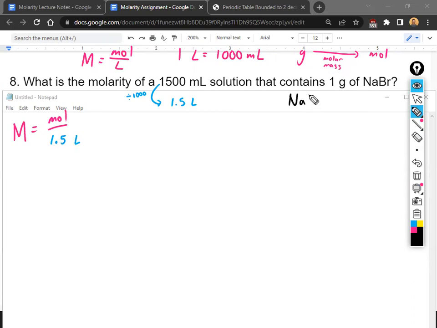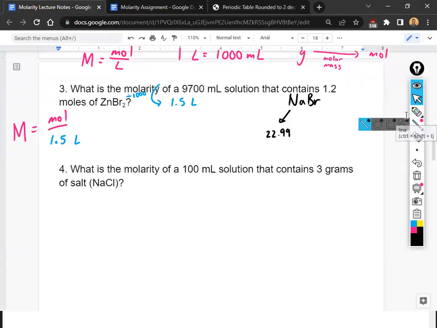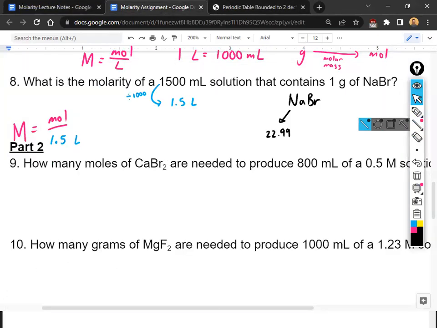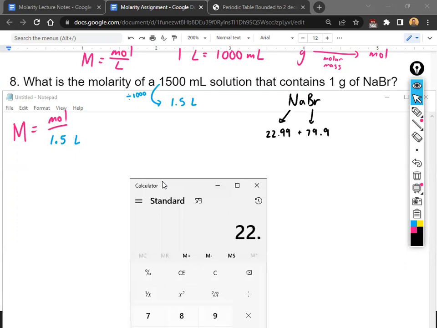We're going to find the molar mass of NaBr. If you looked earlier at the previous problem, you should have seen that Na has a molar mass of 22.99. Then we just need to find Br. So let's go to the periodic table. Br has a molar mass of 79.9. Okay, so we just need to add them up, and that's going to give us the molar mass of NaBr. So 22.99 plus 79.9 gives us 102.89.